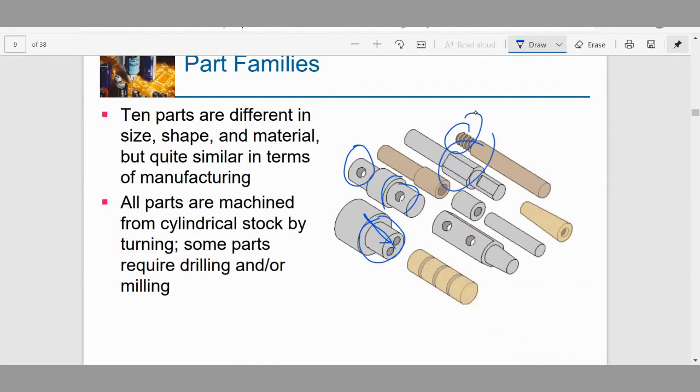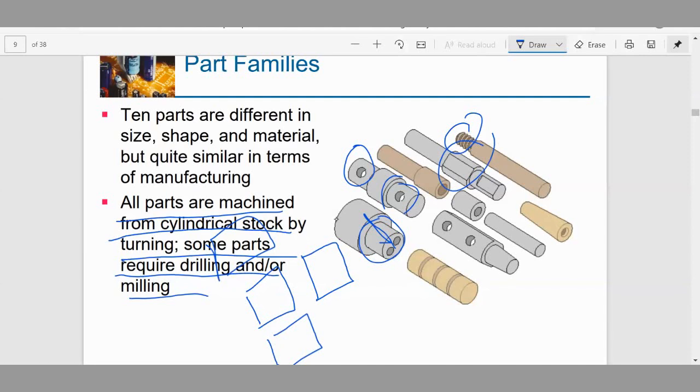All parts are machined from cylindrical stock by turning. Some parts require drilling and milling. So one cell may include one lathe machine, maybe a little bit more lathe machines because too much work is going on in cylindrical turning, one drilling and one milling machine.